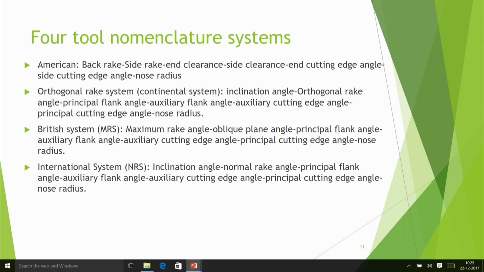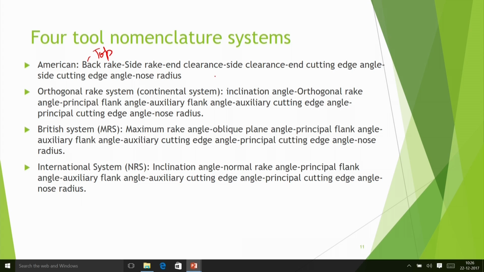So back or top, back rake angle, and we have got top rake angle. Then we have got side rake angle. Then we have got end clearance angle. Then we have got side clearance angle. Then we have got end cutting edge angle and side cutting edge angle, which is the primary cutting edge angle. Remember, side is the primary one in the turning, and then there is a nose radius.